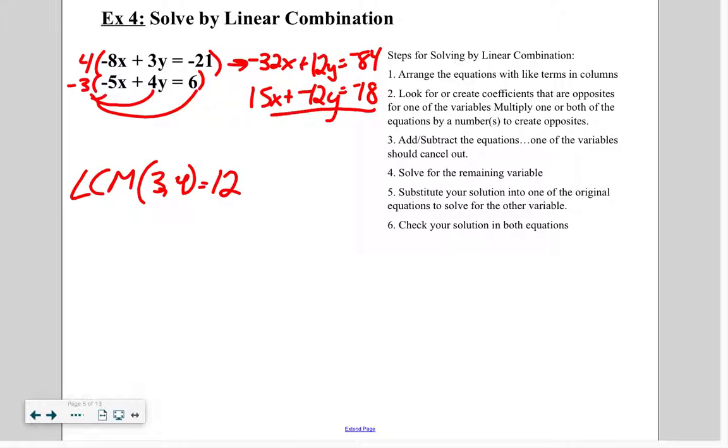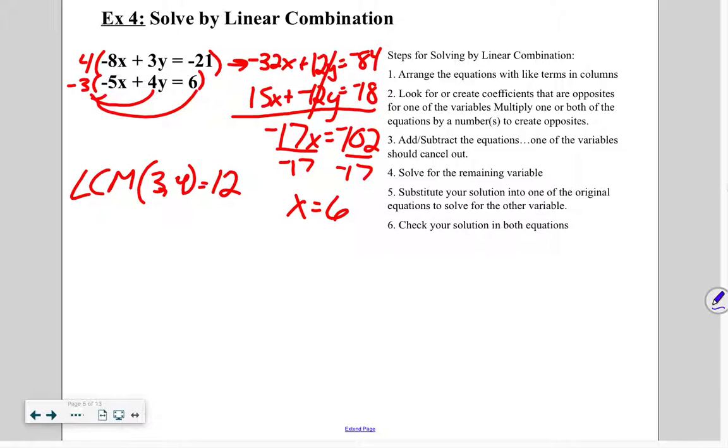So now we combine the like terms, add the equations together. We get negative 17x equals negative, let's see, 94 negative 102. Divide by negative 17. That's going to be x equals 6.